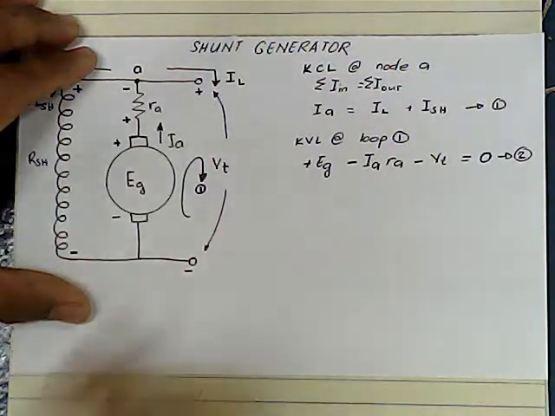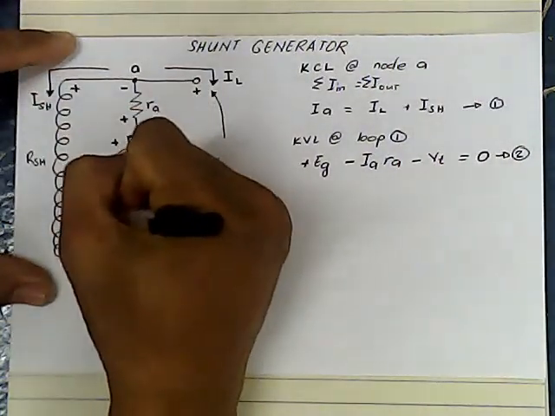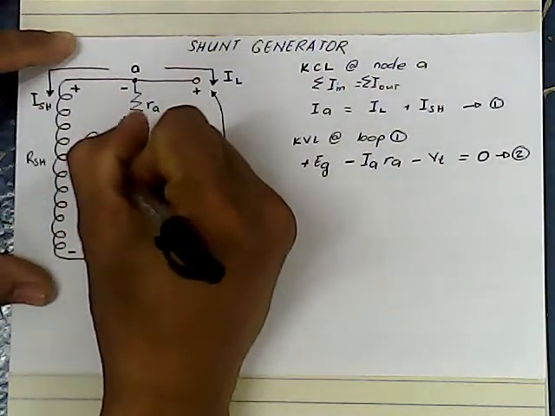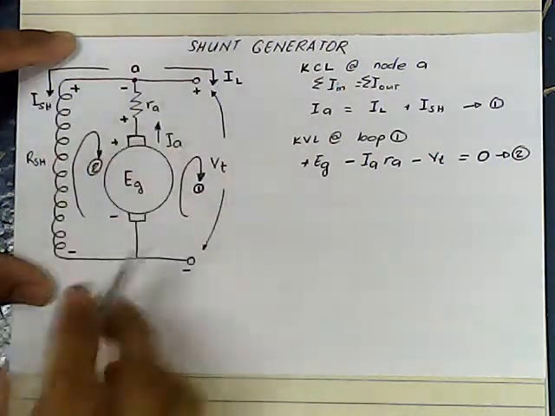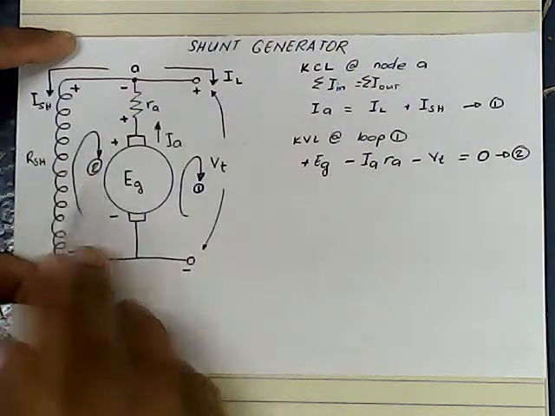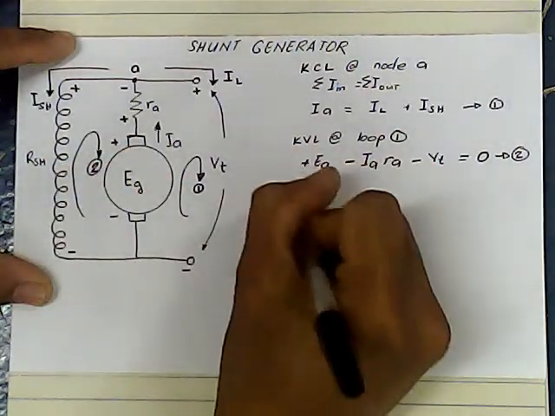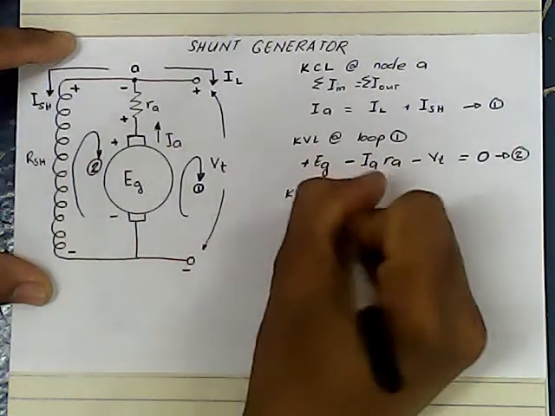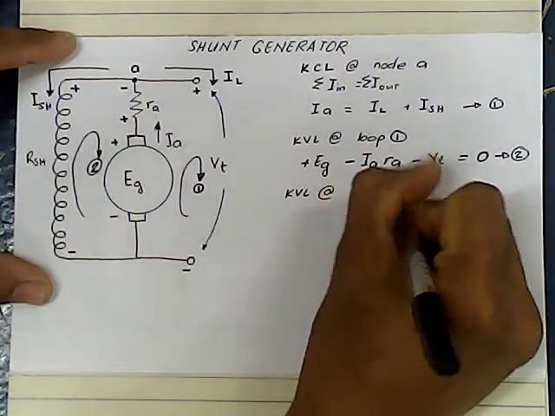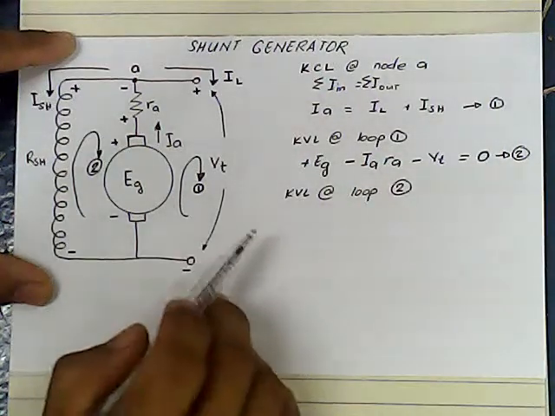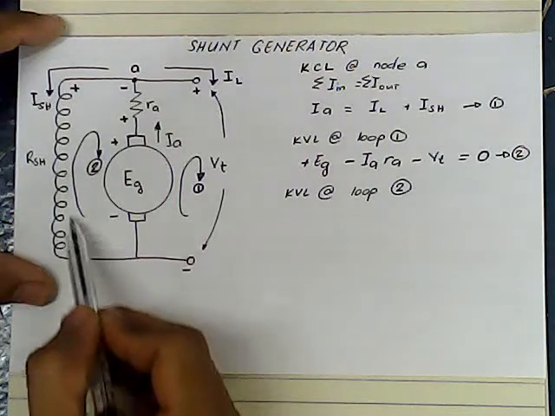Yan. Next, let us have another loop. Dito naman tayo gumawa ng isang loop. Let us denote this as loop number 2. Yan. So KVL at loop number 2. Okay, so una muna we have, okay, dito dadaan yung loop natin.